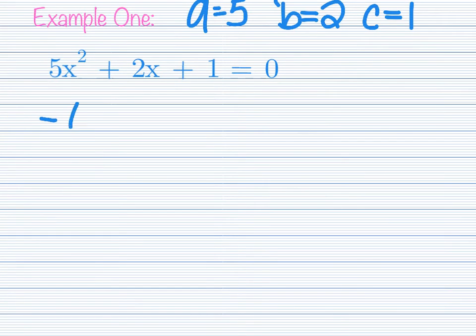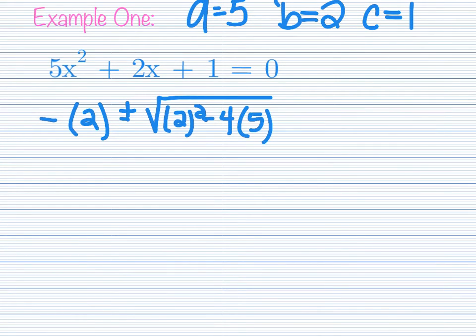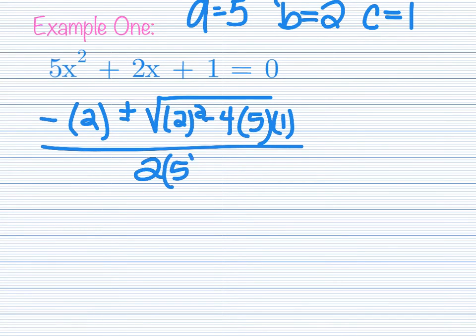So negative 2 plus or minus the square root of b squared minus 4ac, all over 2a. So from there, we'll simplify it. In our radical, we'll end up having plus or minus 2 squared, which is 4, 4 minus 20, negative 16, all over 10.